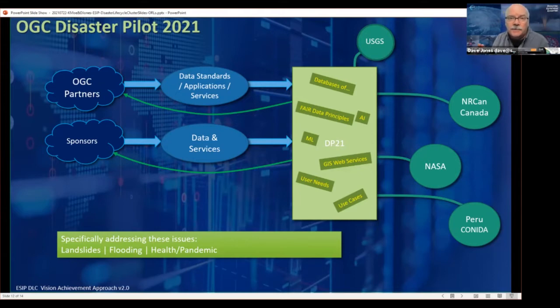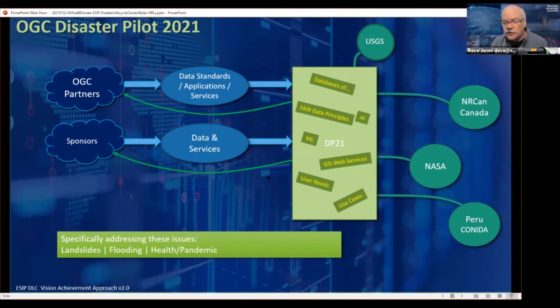All of these deal with the main topics, which are right down here below: landslides, flooding, and health pandemic related data sets and information. The sponsors here consist of NRCan, Natural Resources Canada, and Manitoba, and NASA, and also there are other sponsors like, in Peru, CONIDA, which is the Peruvian Space Agency. They have a satellite, PeruSat-1. Who knew that, right? We just found that out when this pilot kicked off, and it's really exciting that they're actually taking imagery and really want further information on how they can share that and engage more people.